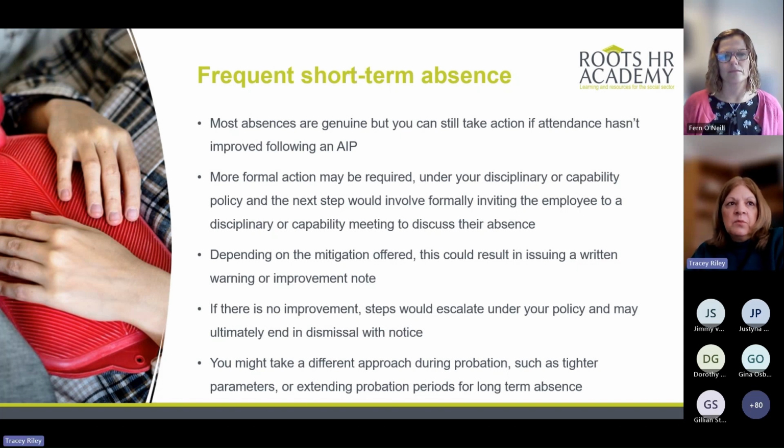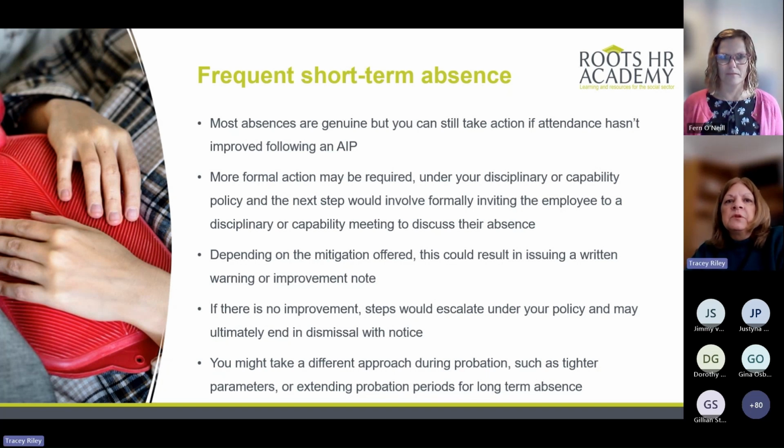Either way, the procedure would be to formally invite the employee to a hearing. You would discuss the absence with them. Depending on the mitigation offered, this could result in issuing some kind of written warning, or what we term as an improvement note. So if you've got a separate capability policy, you might refer to those warnings as improvement notes. The procedure itself is more or less the same. It's a slightly softer procedure because we're looking at people's abilities rather than misconduct, but they have the same standing from a legal perspective.